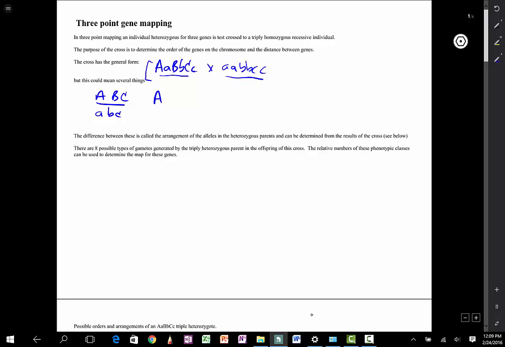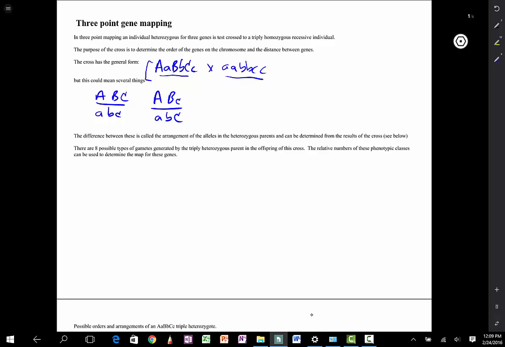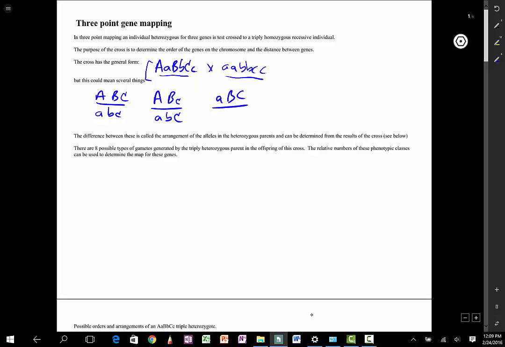But it could also be something like this, where we've got a little c on top and a big C on bottom. So A and B are coupled, but C is in repulsion to the other 2. You could have B and C together and something like that. And all the different ways that you can think of getting those are possibilities.